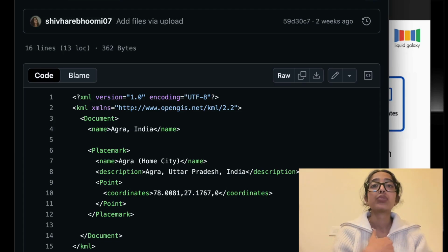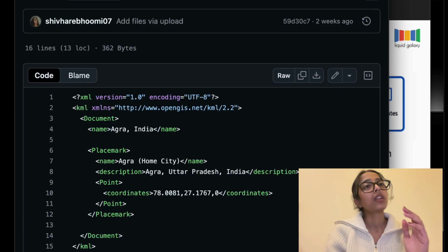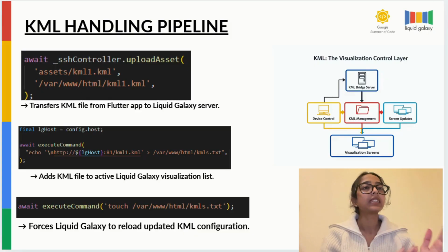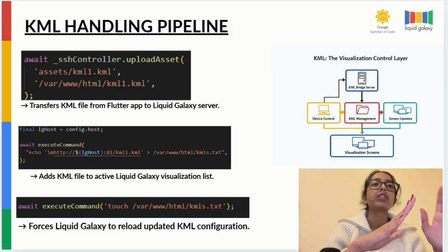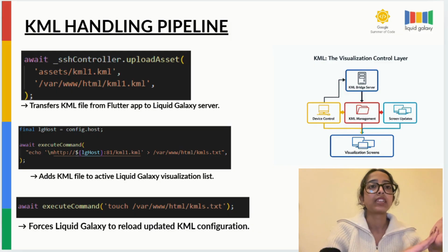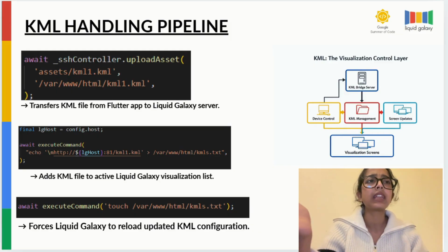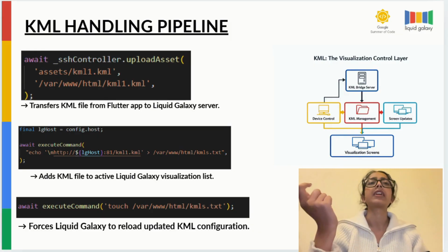Okay, so the KML handling pipeline. Now this slide shows the complete internal pipeline of how a KML file moves from the Flutter app all the way to Liquid Galaxy visualization screens. This is basically the practical implementation of what we decided in the previous slide.